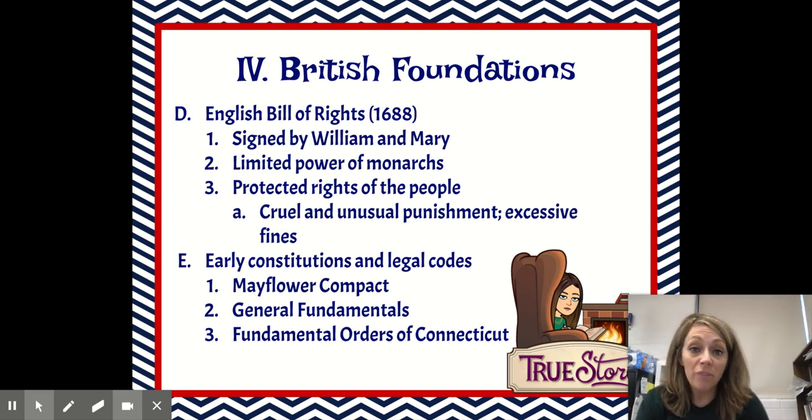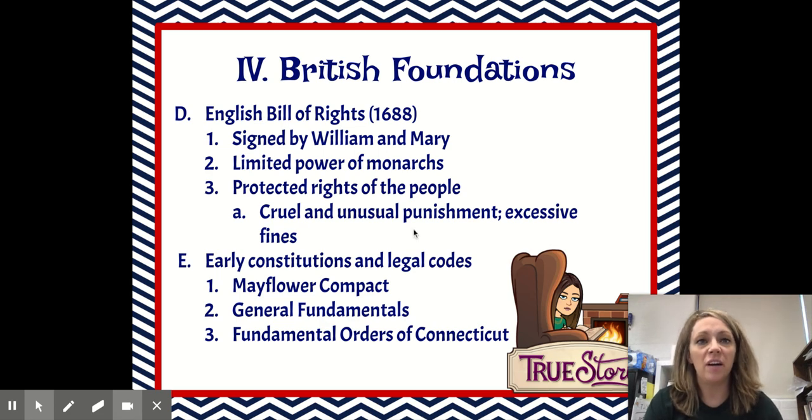We also have the General Fundamentals. This one was from the Plymouth Colony, and this one's super fun. We might look at some of these in class. Basically, the General Fundamentals set up a fairly strict system of law, of punishments and that kind of stuff. For example, if you were a burglar, you got branded with a B on your wrist. Everyone knew you were a burglar. And the last one is the Fundamental Orders of Connecticut. This is kind of like the first written constitution in what would become the United States.